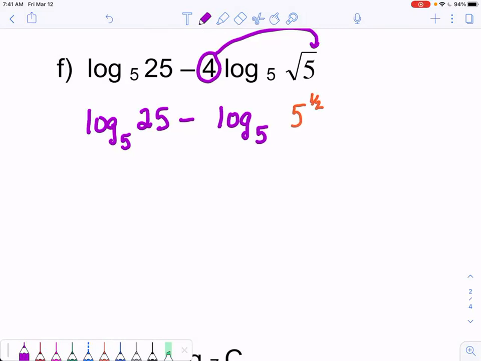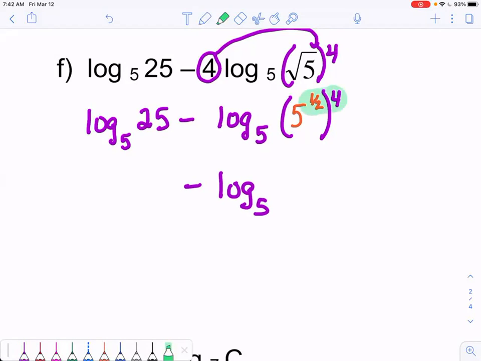But then that 4 is with that 5 to the 1/2 because it's really the square root of 5 to the 4th power. Well, the square root is 5 to the 1/2, and then that's to the 4th power. So Ella, what happens if you have 5 to the 1/2 and then outside the power of 4? Because what do you do with exponents? You multiply them. So that becomes 5 squared.